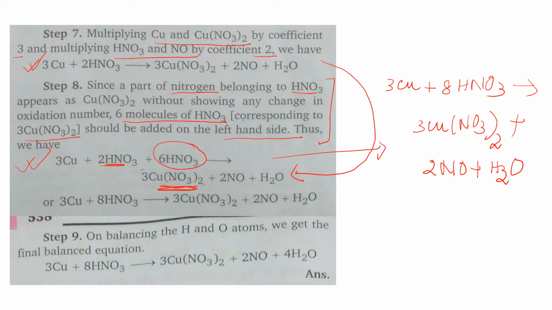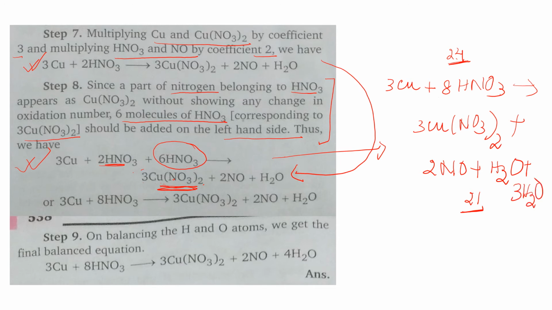Let me see how many oxygen are there on the left hand side. 3 eights are 24, so 24 oxygen on the left hand side. Right hand side, 3 twos are 6 and 6 threes are 18, so 18 oxygen, plus here 2, that is 20, and here 1, 21. So the right hand side has 21. That means there is a deficit of 3 oxygen, so here I have to add 3 H2O.